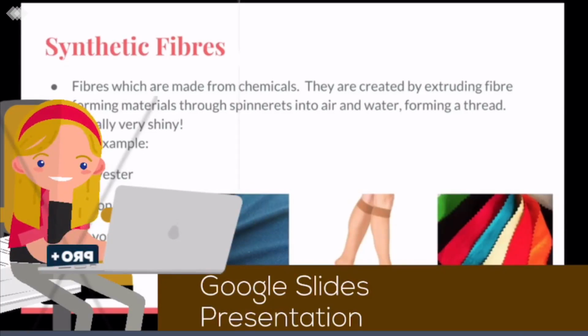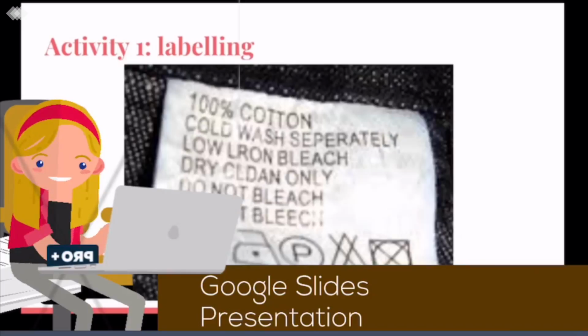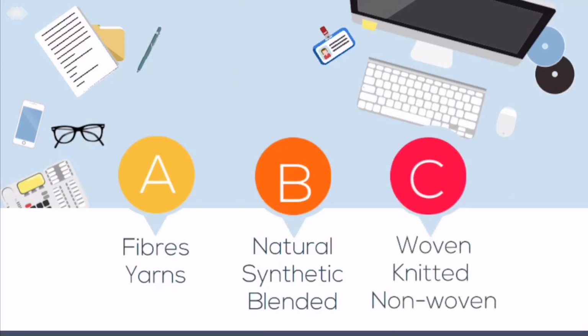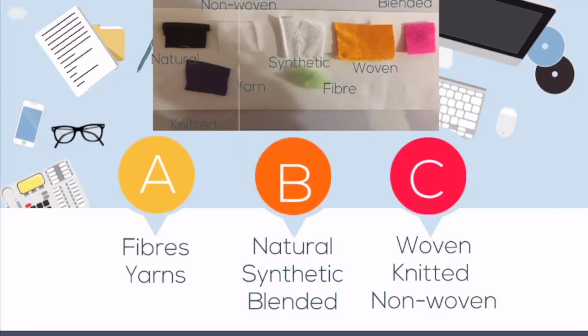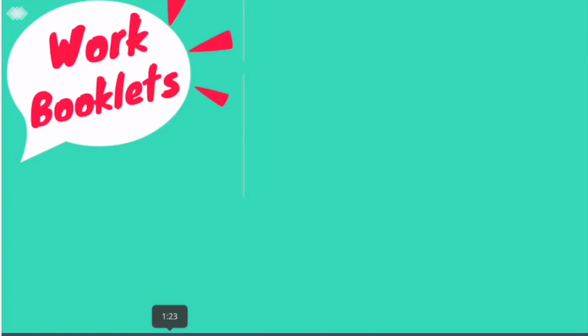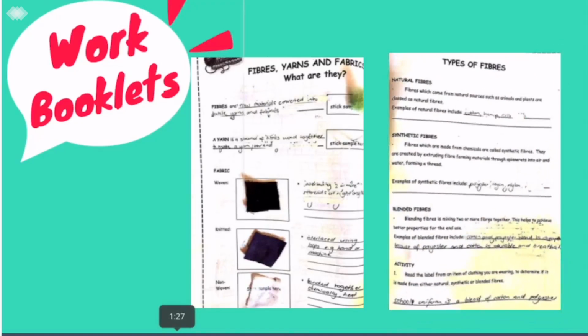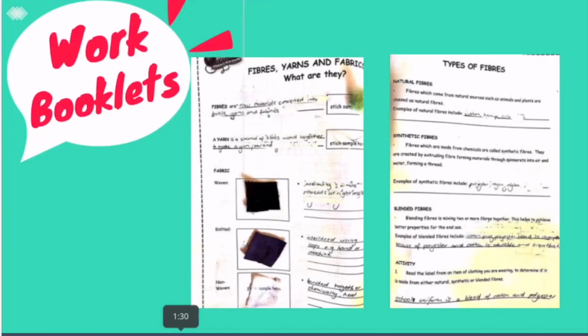The background shows a very quick overview of the Google Slides presentation. The images on the screen show all the fibre and yarn samples students were given as part of the lesson. The work booklets is where the students will match the given fibre and yarn samples to their correct placing in the booklet. The two images on the screen are examples of students' work in class.